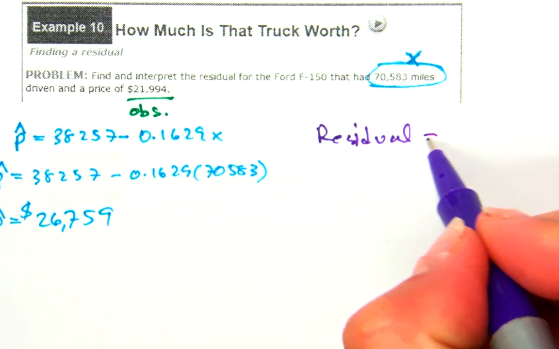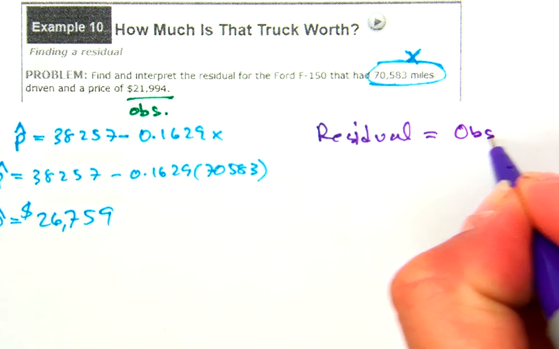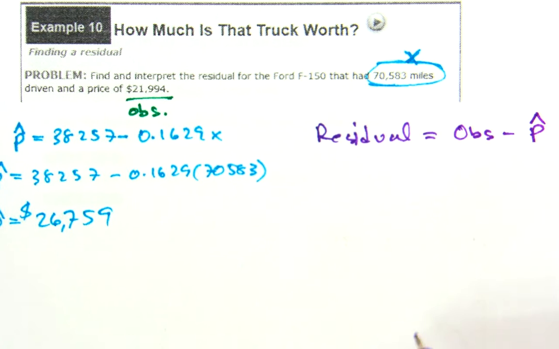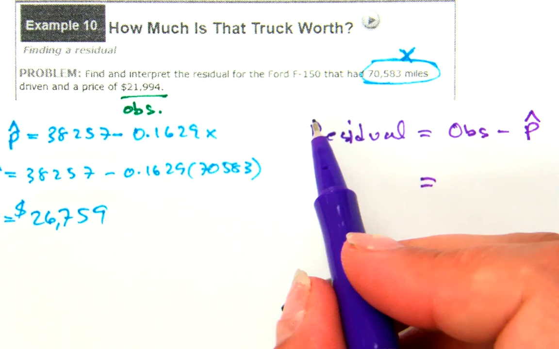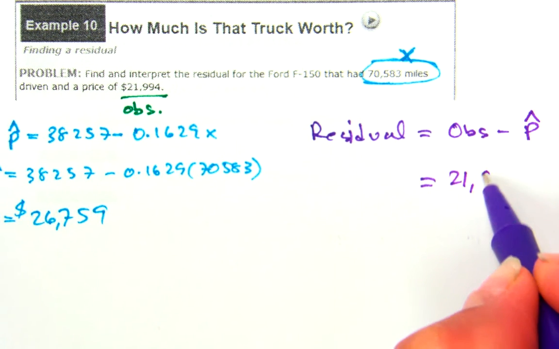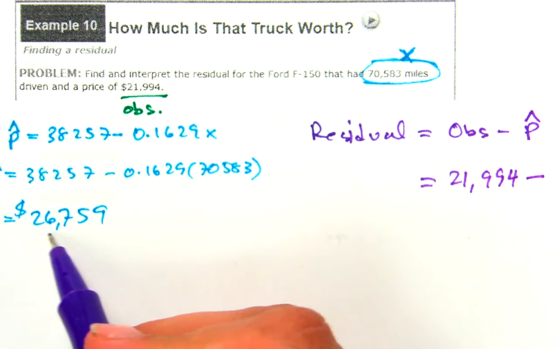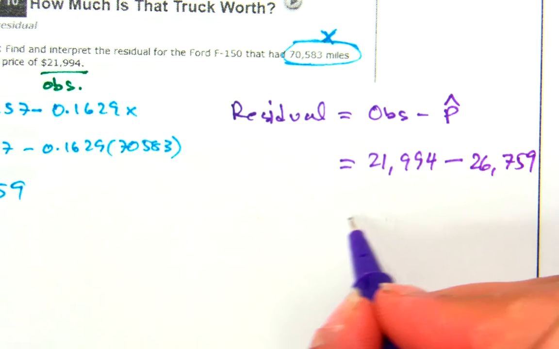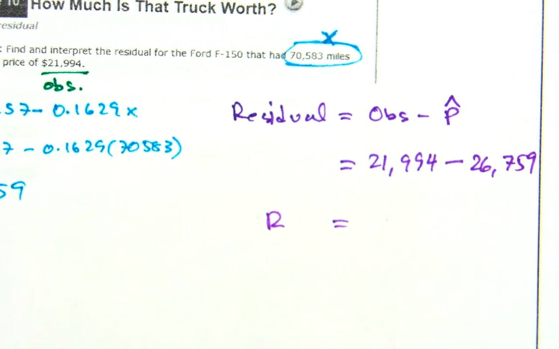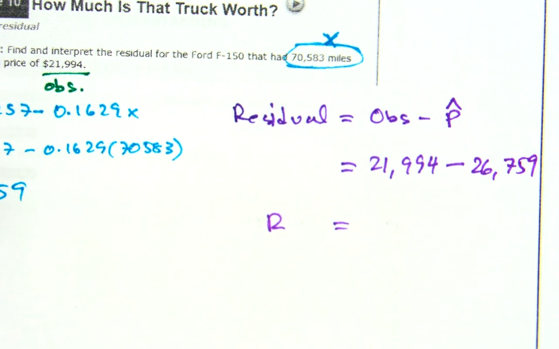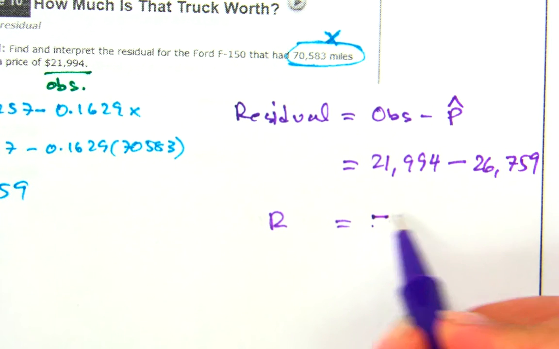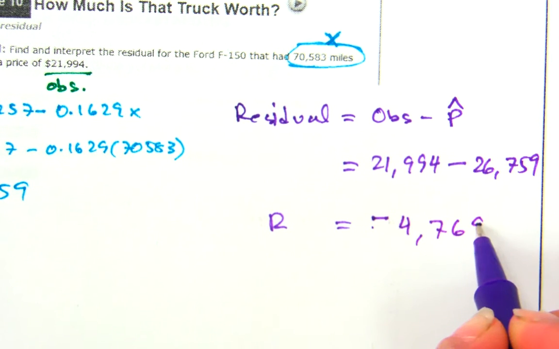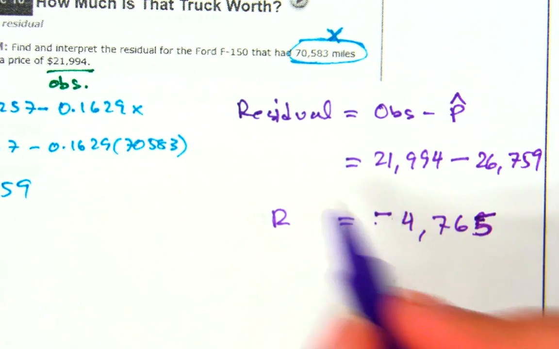Okay, your residual is going to be your observed minus your predicted price. So your observed was 21,994. Your predicted price was 26,759. So you have a residual of whatever that amount was. 21,994 minus 26,759 is somewhere around -4,765.